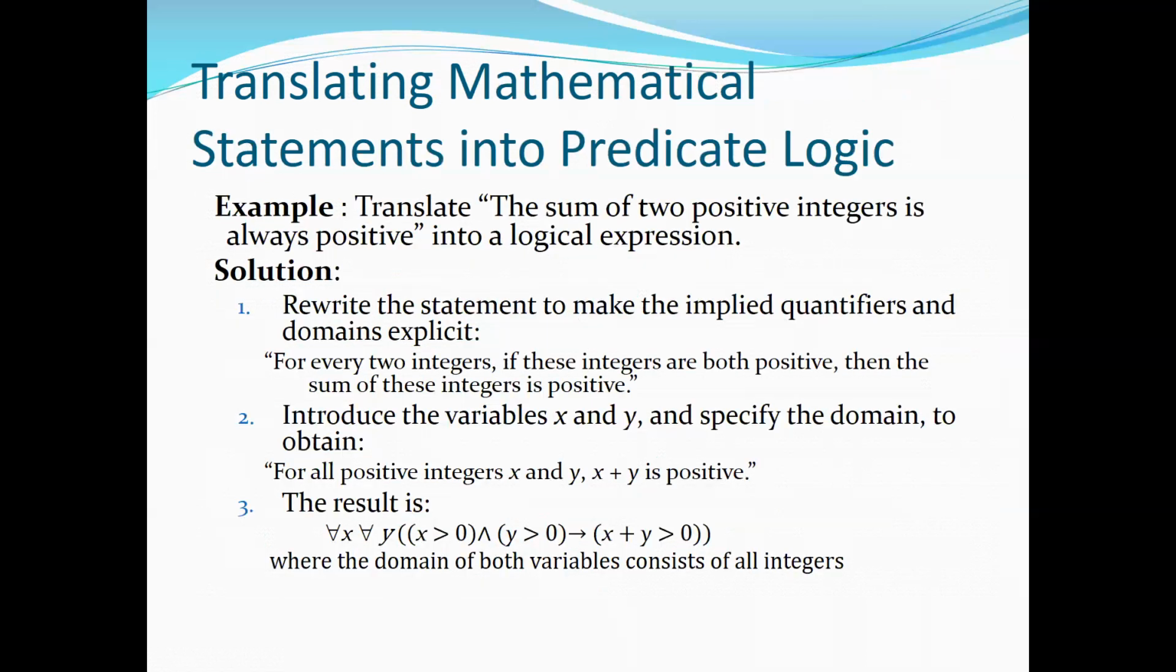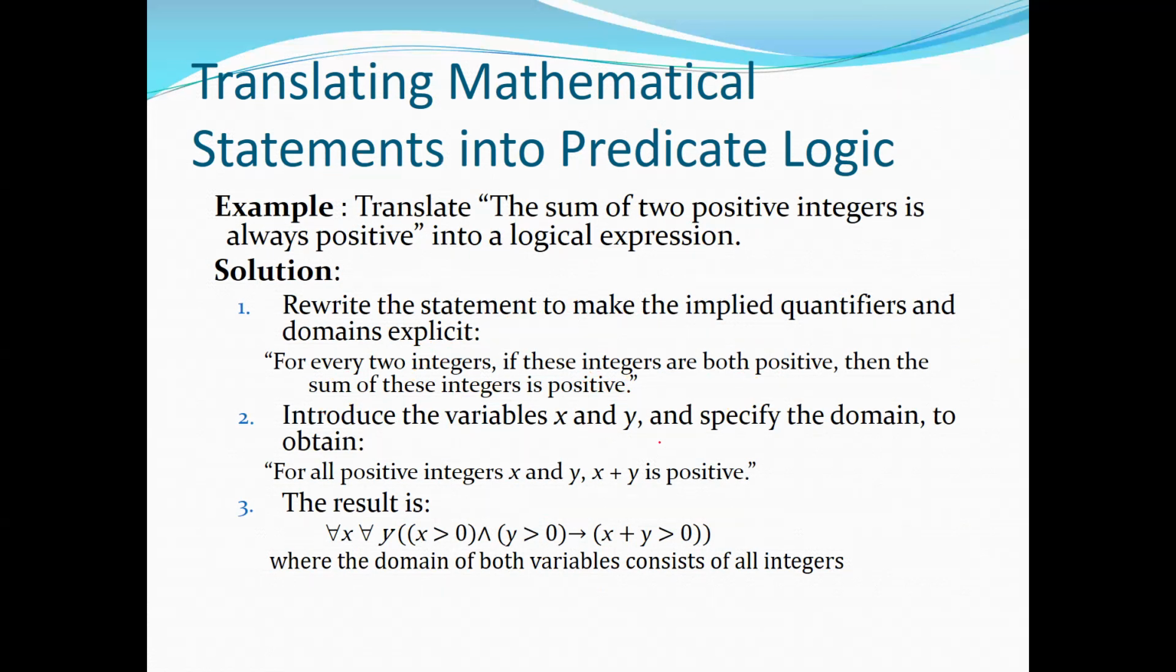So some more examples, mathematical statements into predicate logic. For example, translate "the sum of two positive integers is always positive" into a logical expression. So the statement is the sum of two positive integers is always a positive integer. Rewrite this statement to make the implied quantifiers and domain explicit. So let's rewrite it: for every two integers, if these integers are both positive, then the sum of these integers is positive. So we rewrote this English statement in a way so that we can apply quantifiers on it, right?